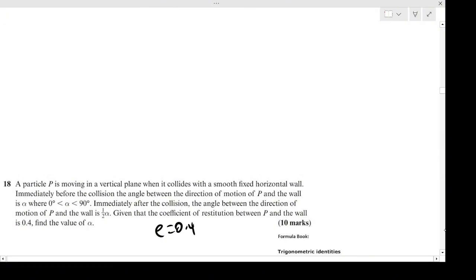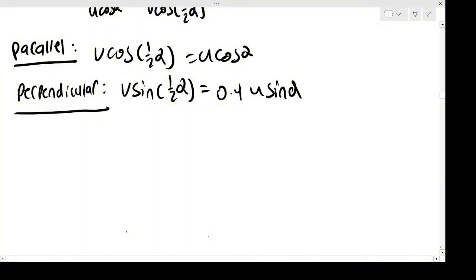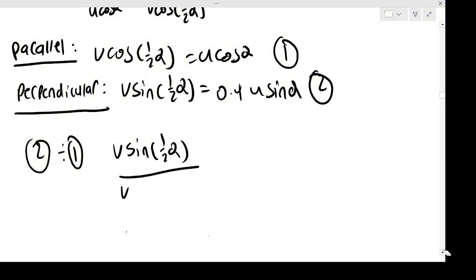So it's wanting me to work out the angle. Now in this case, it probably is a good idea to divide the equations, right? To find the angle. That's what we normally do. So if I divide the two equations, I'm going to do the second one divided by the first one, because sine over cos will go quite nicely to tan, right? That's my standard technique. So that means V sine of a half alpha over V cos of a half alpha.